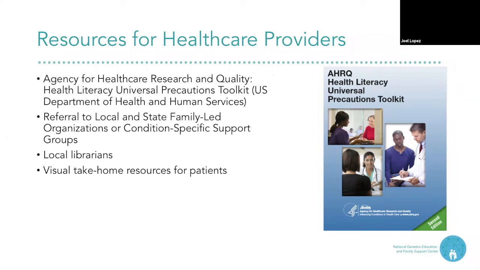You can also talk to your local librarian about resources that may be available to you in your area, and also visual take-home resources for patients are another resource that you can use. If you don't have those on hand and available from your institution or clinic, you can always talk to your local or state family-led organizations or condition-specific support groups, or again, your librarians who may be able to provide you with resources that you can provide to your patients.